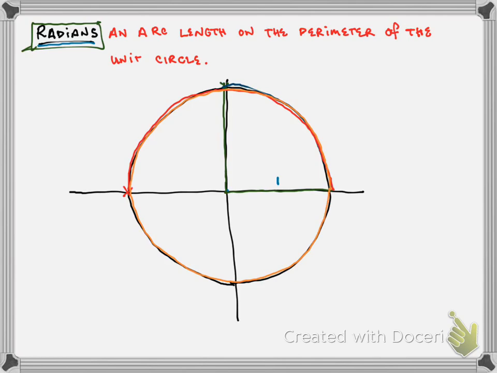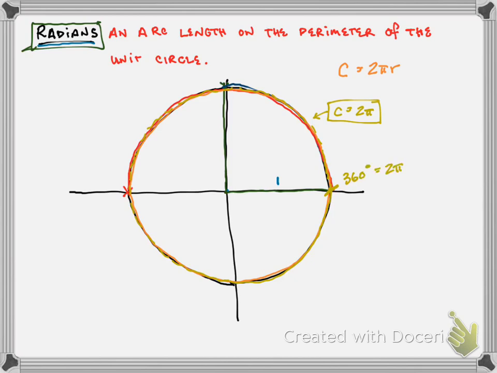Well, we know that the circumference of any circle is equal to 2 times pi times radius, or pi times diameter. And so the circumference of this circle, the unit circle, is 2 times pi times 1, or 2 pi. That means that the distance all the way around the perimeter is 2 pi. And so this angle right here, 360 degrees, we say equates to 2 pi.